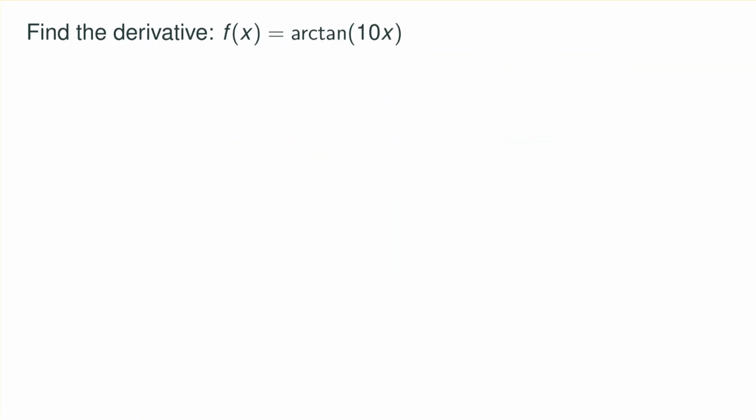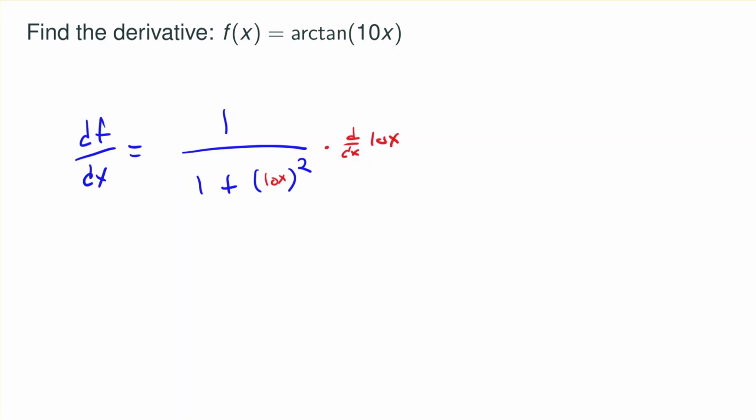Find the derivative of arctangent of 10x. As we know, the derivative of arctangent is 1 over 1 plus the argument square. Again, the derivatives of arctangent and arccotangent are the only inverse trig function derivatives that do not have a square root in the denominator. So arctangent is 1 plus argument square. But when the argument is not just x, we have to apply the chain rule. So first we write 10x here, and we have to multiply by the derivative of the inside function.